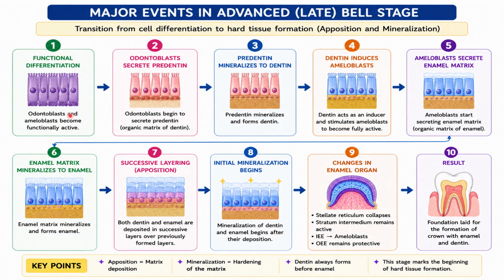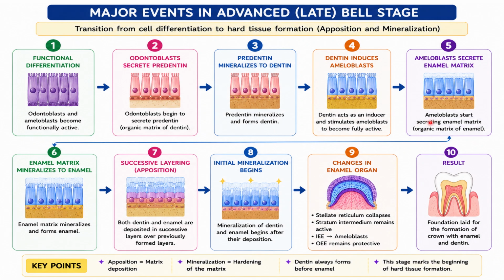Now let's talk about the major events seen in the advanced or late bell stage. We can see there is transition from cell differentiation to hard tissue formation by apposition and mineralization. Firstly, we have functional differentiation. In this, the odontoblasts and the ameloblasts become functionally active. Then the odontoblasts secrete pre-dentin, that is the organic matrix of dentin. Next, pre-dentin mineralizes and forms dentin. After this, the dentin acts as an inducer and stimulates the ameloblasts to become fully active.